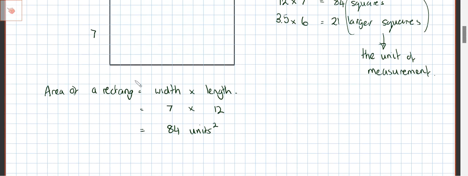So I should have finished the word rectangle. So width times length. So that is the formula for a rectangle. But it's not the formula for anything else, necessarily. Okay?